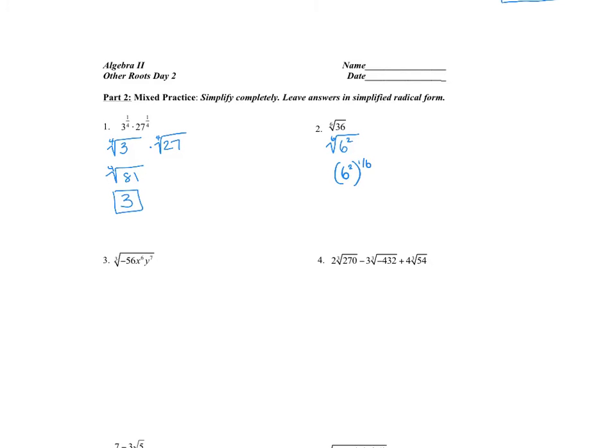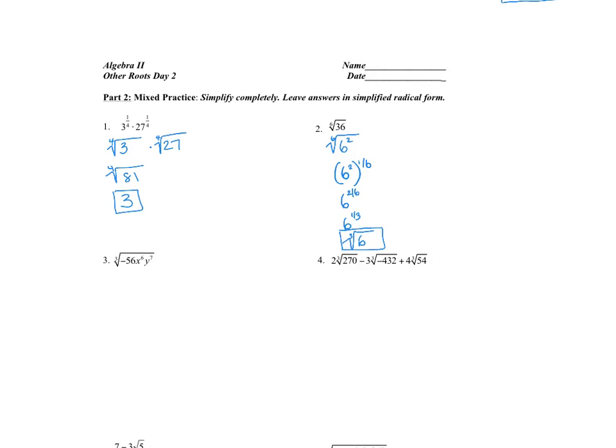Now remember, when you have a power raised to a power, you multiply the powers. So we have 6 to the 2/6, which is the same as 1/3, which is the same as the cube root of 6. And we can't simplify that further. That would be our final answer.